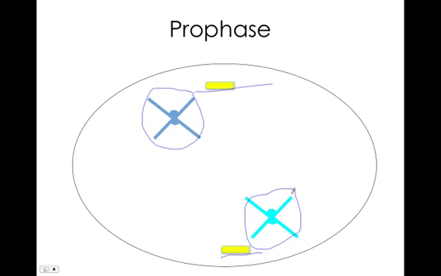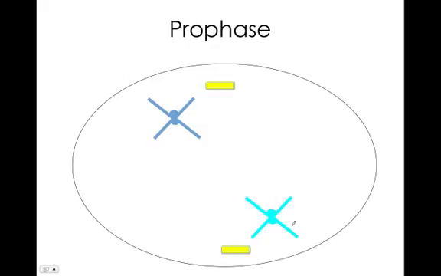Similarly, when we look at mom's chromosome, this is one sister chromatid. This is a second sister chromatid. So we have two sister chromatids comprising one chromosome. So we still only have two copies of our chromosome, 1 and 2. But each one of those chromosomes is made up of two sister chromatids.